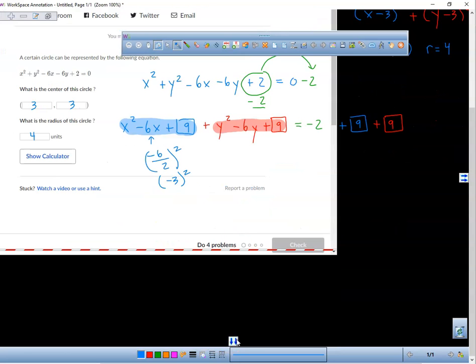All right? So if some of you are wondering, that was a good question, why do we divide by 2? Typically, this is taught for quadratics. And in a quadratic, you have ax squared plus bx plus c.